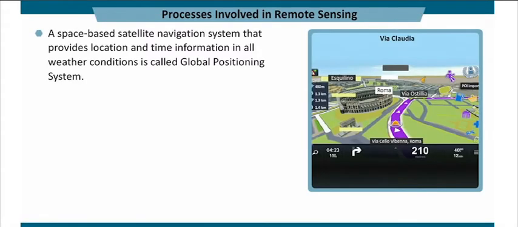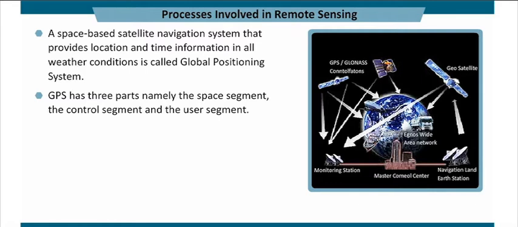A space-based satellite navigation system that provides location and time information in all weather conditions is called the Global Positioning System. The creative head of GPS is the US Department of Defense. It was established in 1973. GPS has 3 parts, namely the space segment, the control segment, and the user segment.